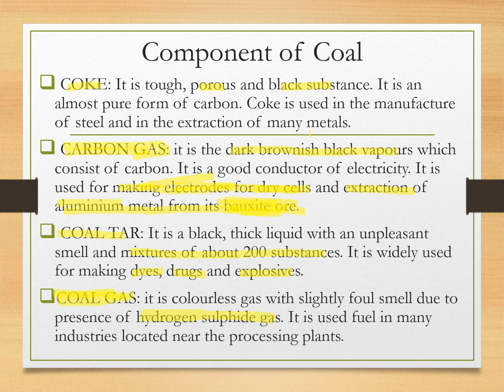It is something like what you get if you burn a spoiled egg, you get a bad smell. Similarly, that smell is produced due to the presence of hydrogen sulfide in this coal gas. And it is used mainly by industries located near the processing plant.